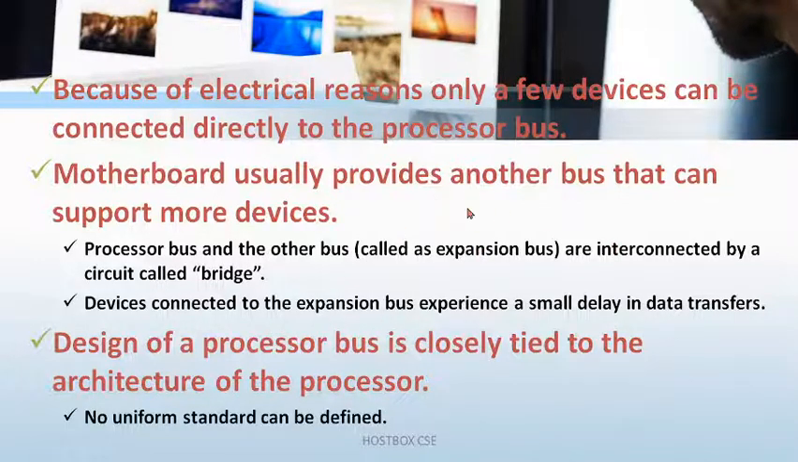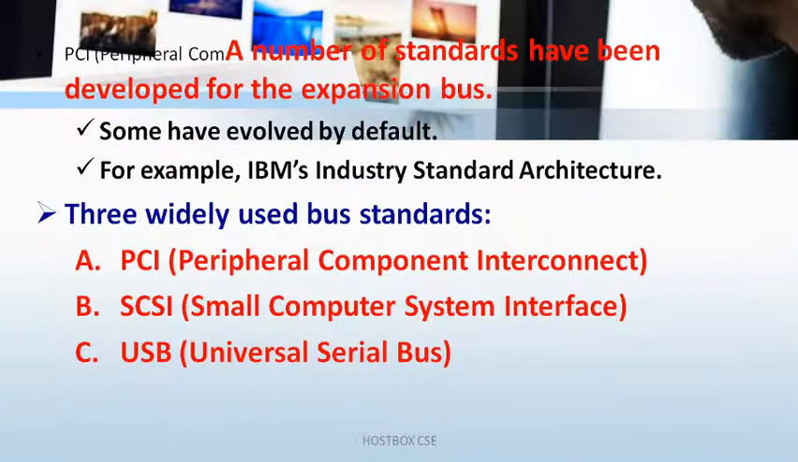So we are going to discuss standard interfaces. These were developed when computers were introduced to the world, approximately after the end of the 1990s. The third one, USB, is the one you are using today. The first two we also use, but the first one is out of date today. You just have to know the basics. Now the first one is PCI, where a number of standards have been developed for the expansion bus. Some have evolved by default, for example IBM's Industry Standard Architecture. These companies started and developed PCI, that is Peripheral Component Interconnect.